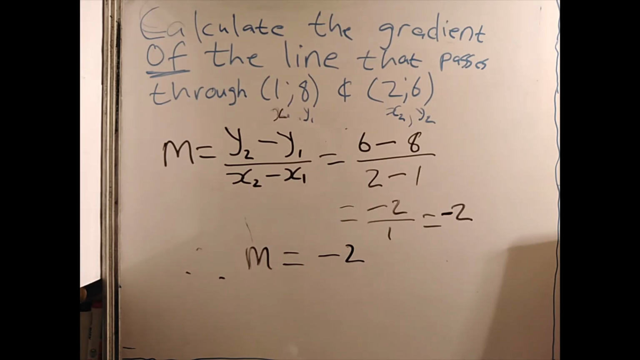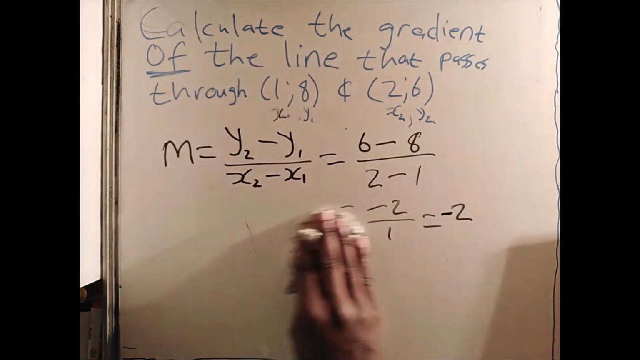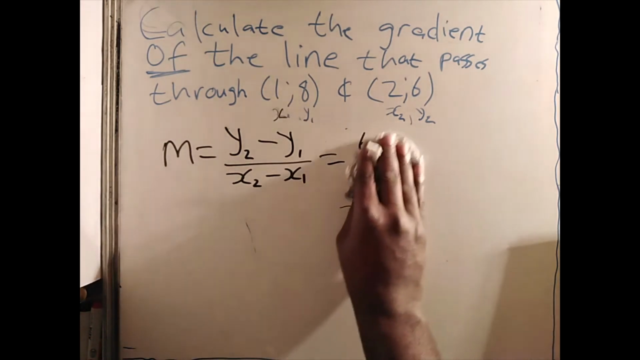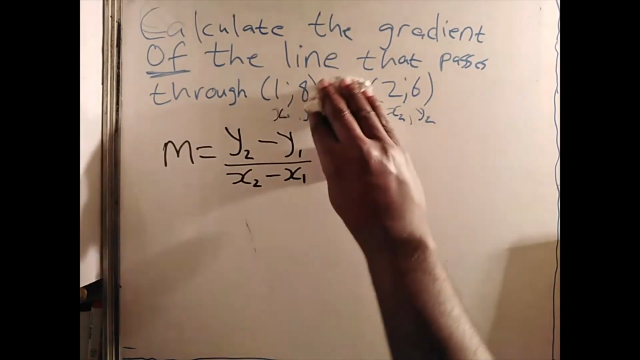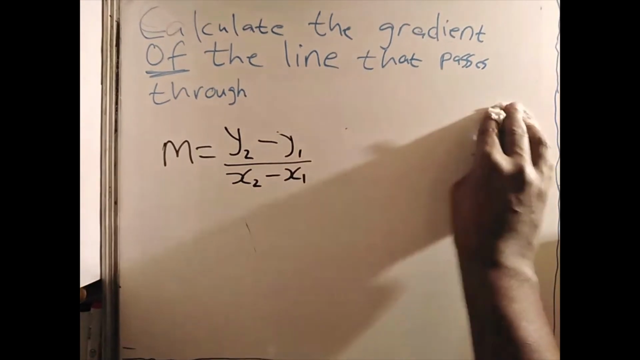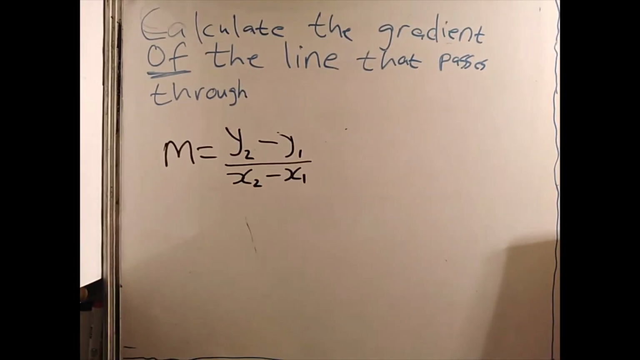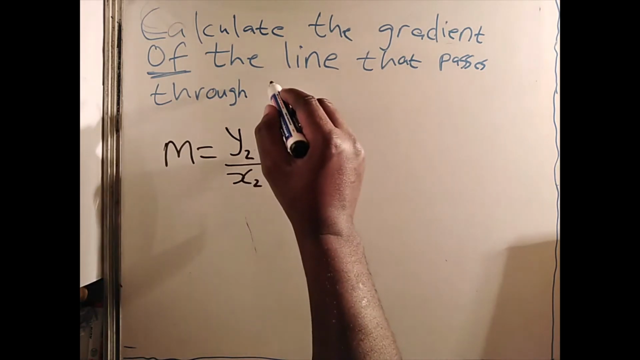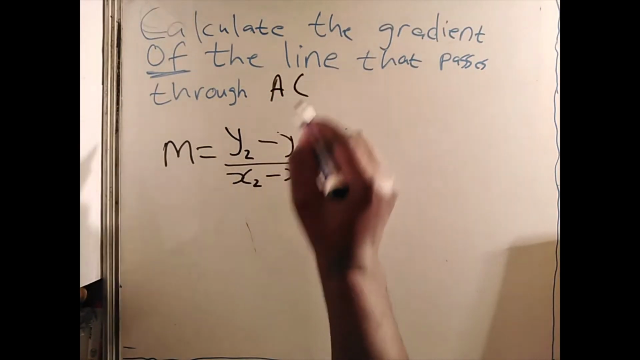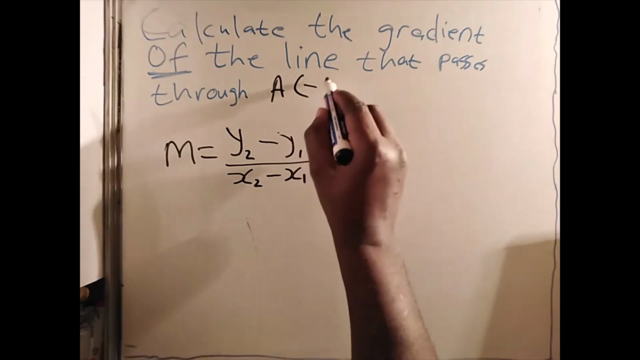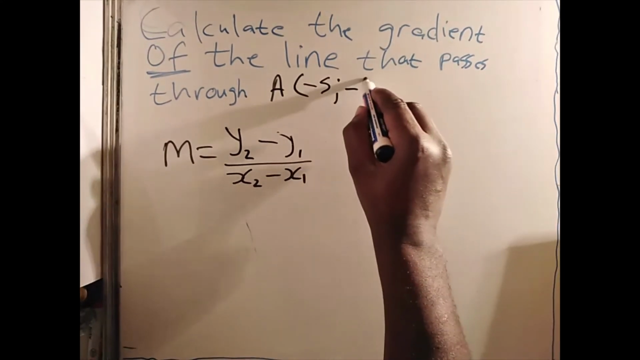Okay. Now, let us do one more example just to consolidate things and then close. Let's say now you are given another point, and they say through this point A, they say it's (minus 5, minus 9).